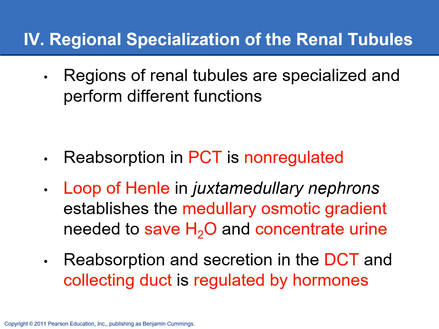The loop of Henle in the juxtamedullary nephrons is very important because it's going to make the medullary osmotic gradient. And that will allow you to reabsorb more water and concentrate your urine when the filtrate gets to the distal convoluted tubule and collecting duct. And then reabsorption and secretion in the distal convoluted tubule and collecting duct is regulated by hormones.